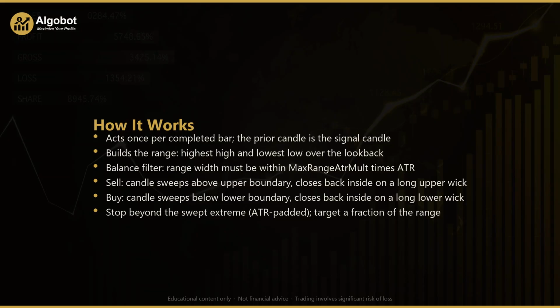A long setup is the mirror image. The signal candle dips below the lower boundary, then closes back above it, and its lower wick must be at least the WickRatio multiple of the body. That signals a buy, fading the failed break lower.